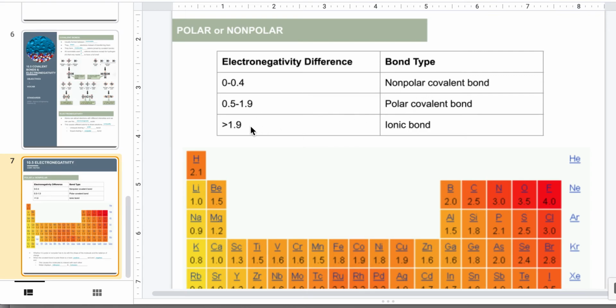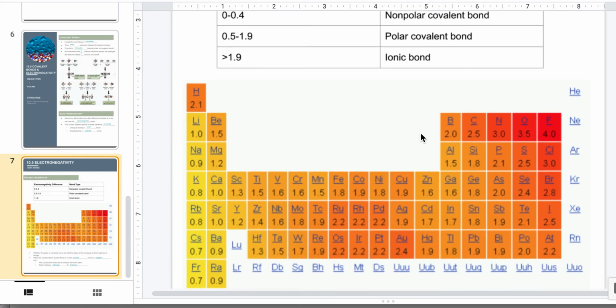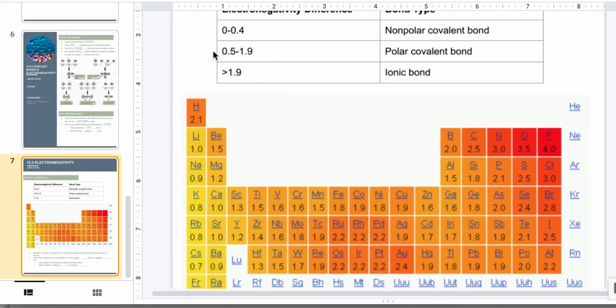Okay, we find that if the difference is above 1.9, then that just means that one of the atoms is so strong that instead of sharing the electron, it just full on takes the electron. And in that case, it would be an ionic bond. Okay, they're no longer sharing the electrons, they're actually transferring electrons. So for example, if we were going to combine fluorine and nitrogen, we would subtract. Fluorine has an electronegativity of 4, nitrogen has an electronegativity of 3, so 4 minus 3 would give us 1. It would be in this range between 0.5 and 1.9, so it would be considered a polar covalent bond.